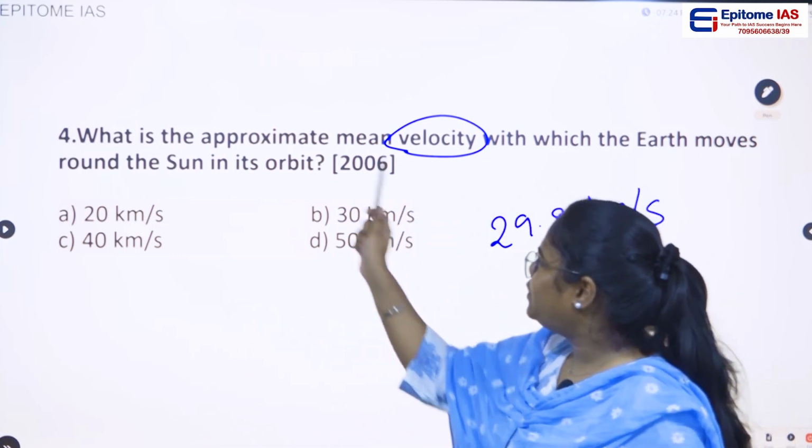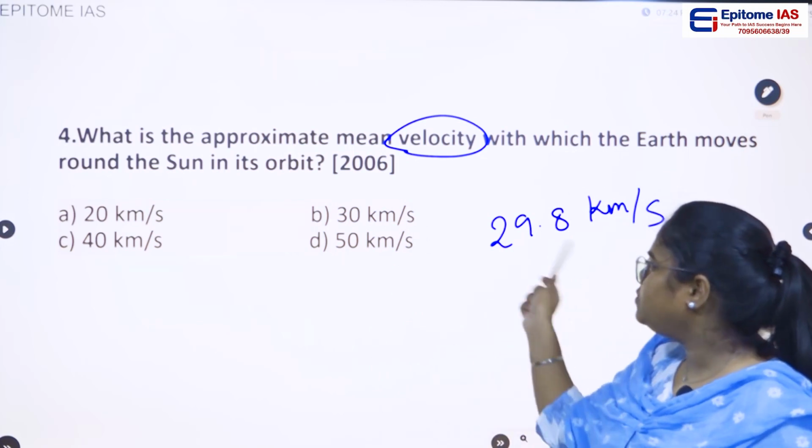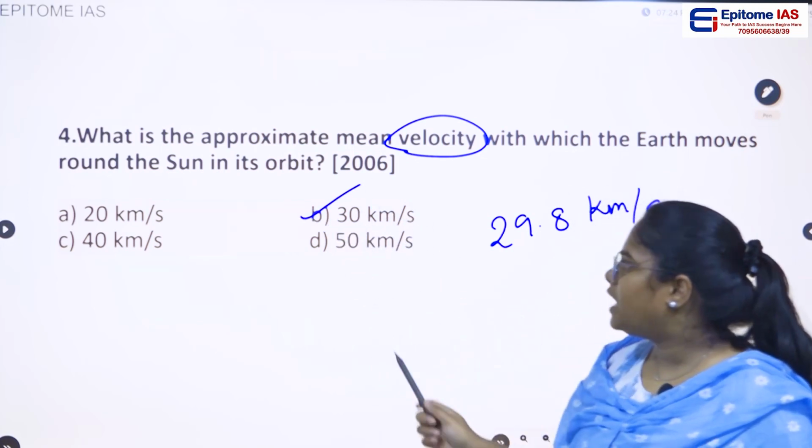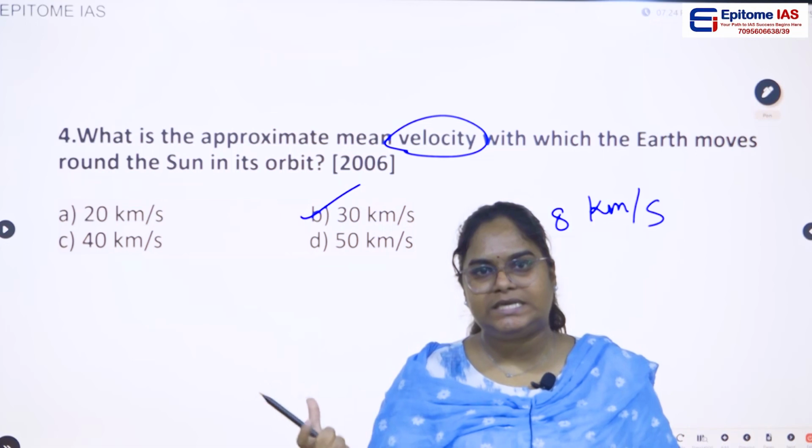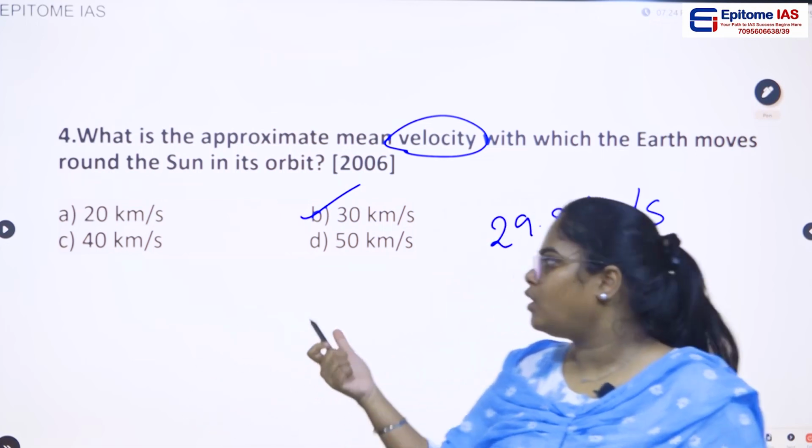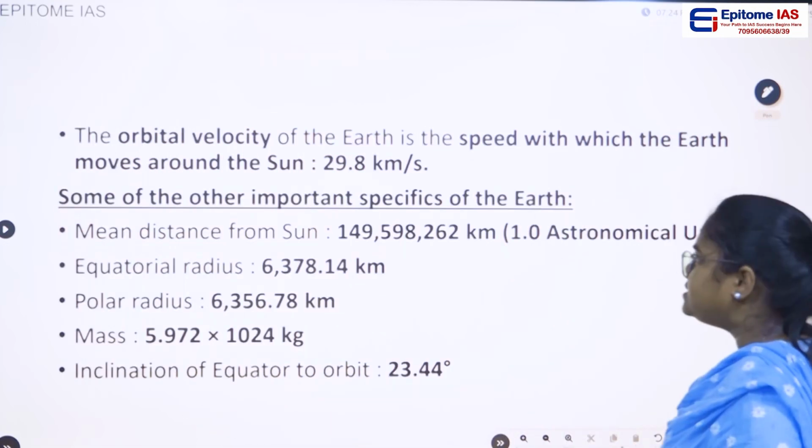So what is the approximate value they are asking? So what would be the approximate value? The approximate value would be 30 kilometer per second. Option B is the right answer.